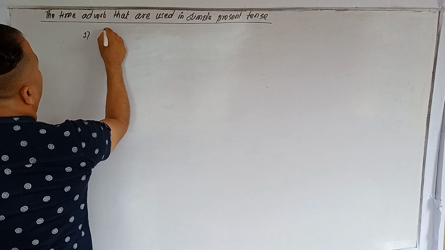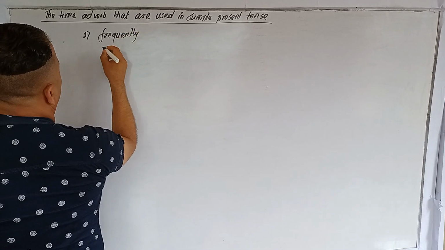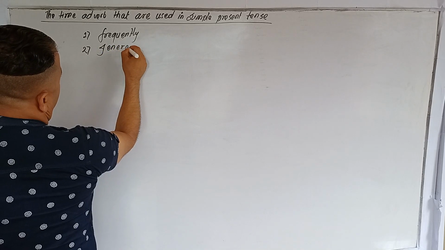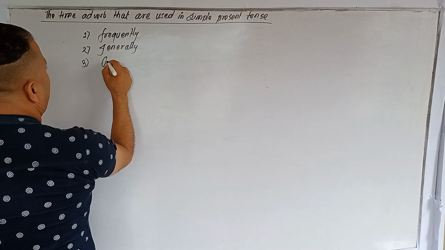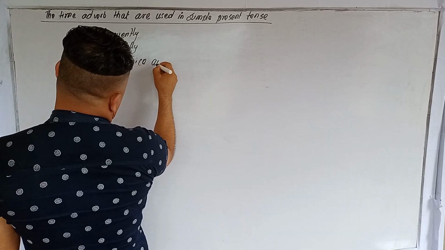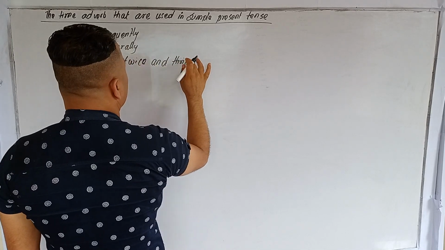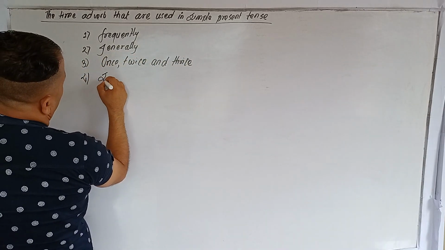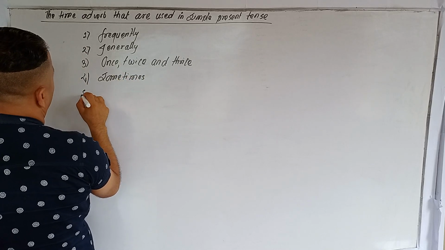Number one, frequently. Two, generally. Three, once, twice, and thrice. Four, sometime, five.